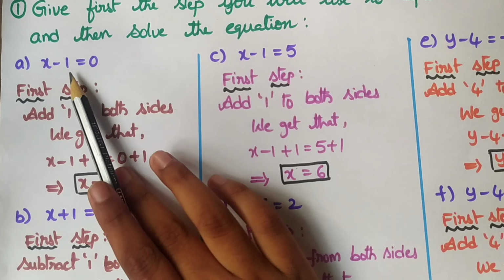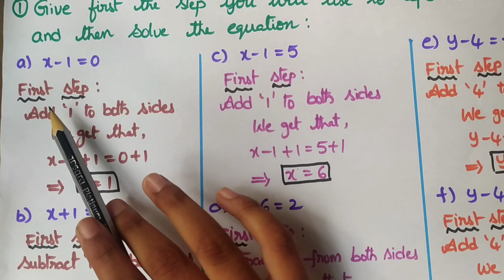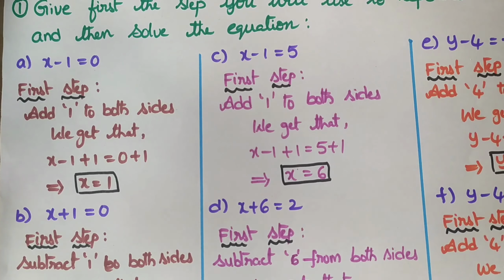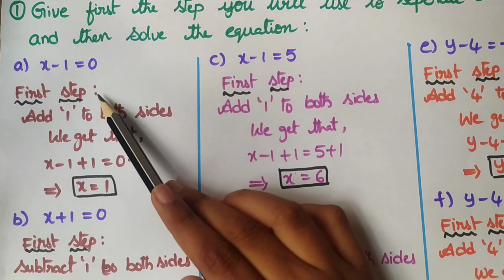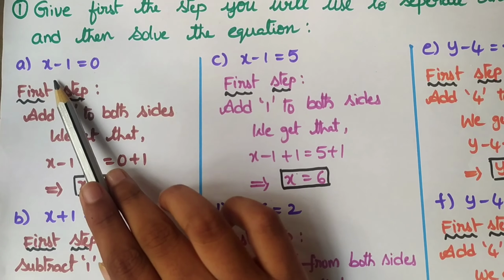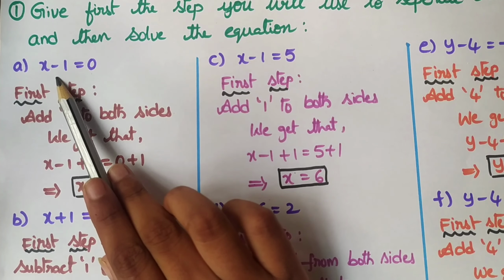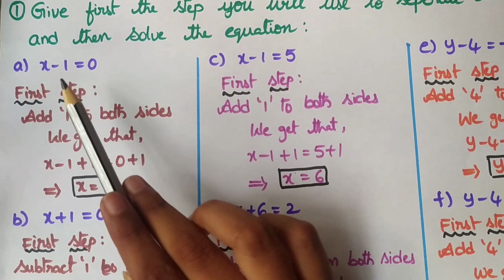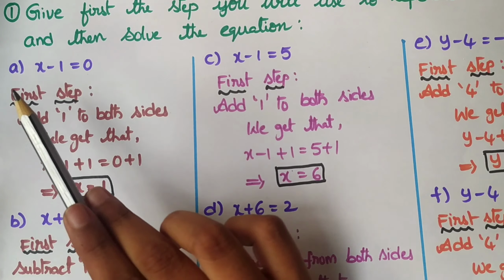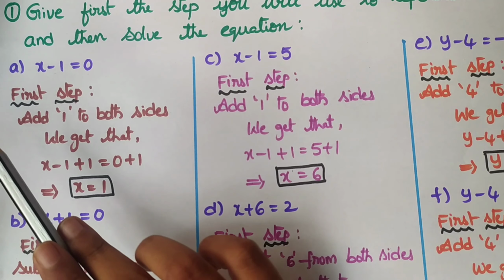x minus 1 equal to 0. Now the first step is to add 1 to both sides. Here it is x minus 1, that means here it is minus 1. We have to do the opposite. Here if it is subtraction, we have to add 1 on both sides. If it is addition, we have to subtract 1 from both sides.